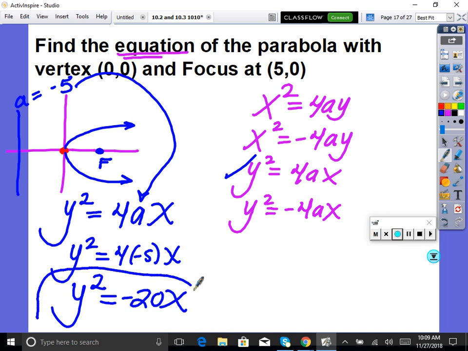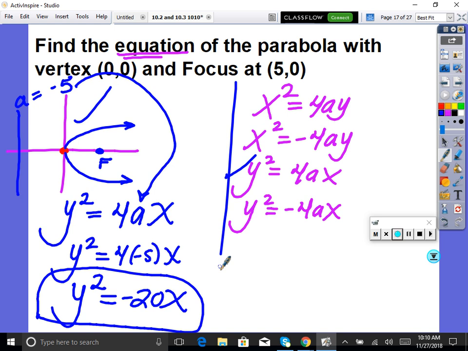There's the equation that created this graph. So basically we pick which one it is, we find a. Pick which one it is, find a. If you have your focus, way easy. Yes.